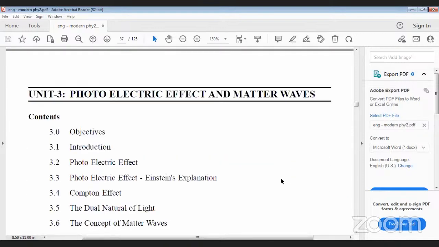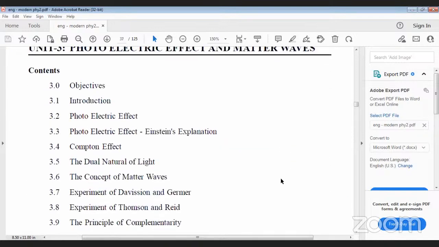What are the elements? Photoelectric effect. Okay. You need to know about that. What is photoelectric effect?